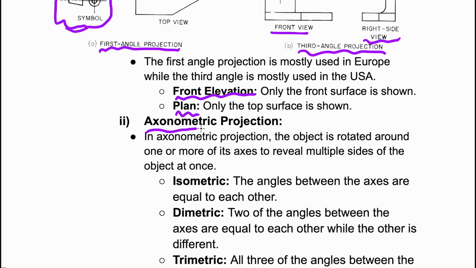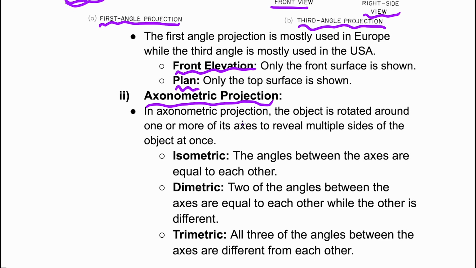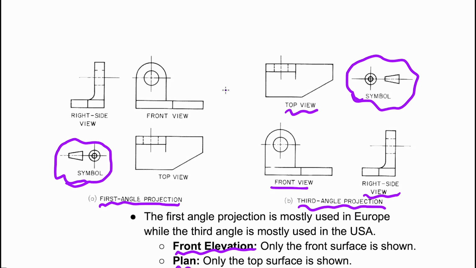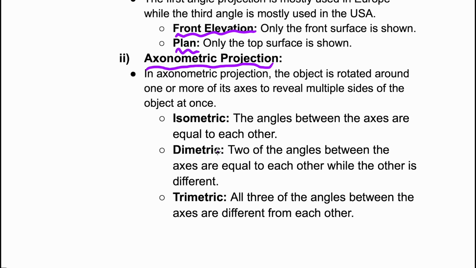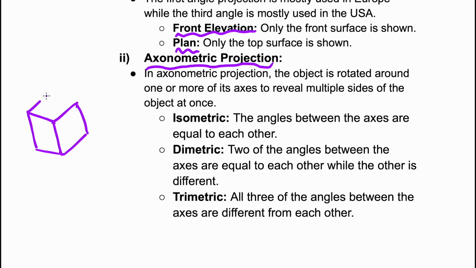So the second type of projection is the axonometric projection. In axonometric projection, instead of picturing all of these sides one by one, the actual object is tilted by some angle. And since you've done this, now you can look at three sides at the same time. That's what axonometric projection is useful for. And there are three different types of it: isometric, dimetric, and trimetric.